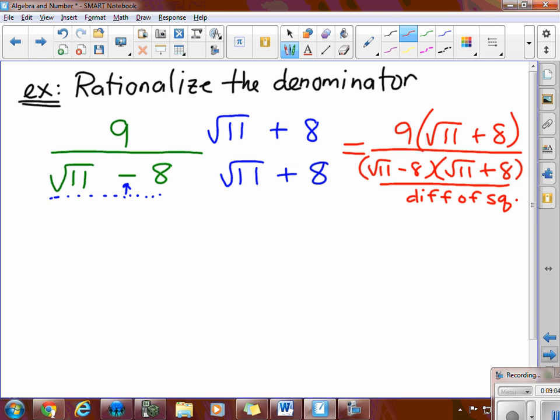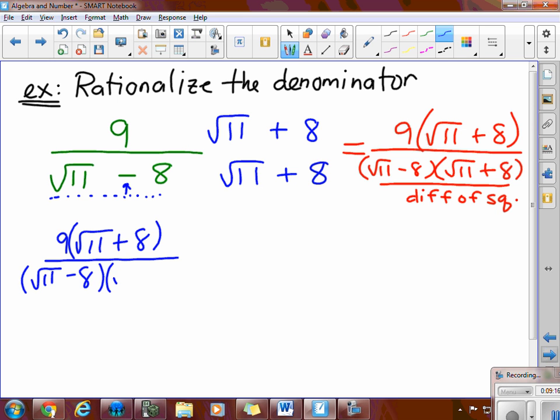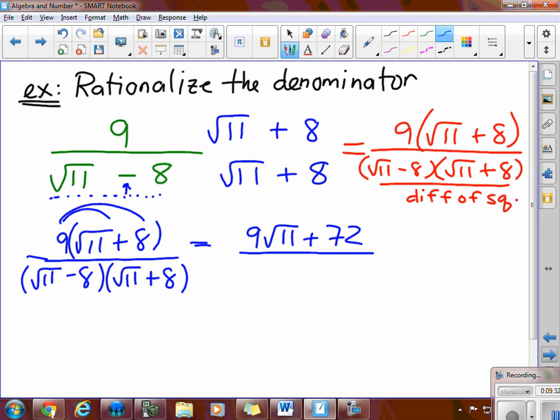So if I was to look at this example, the top, I'll just rewrite it so it's not mixed up with all of that other stuff. So you have here root of 11 minus 8, root of 11 plus 8. I can do the distribution on the top of here, and I get that. So that's 9 root 11 plus 72 all over now.